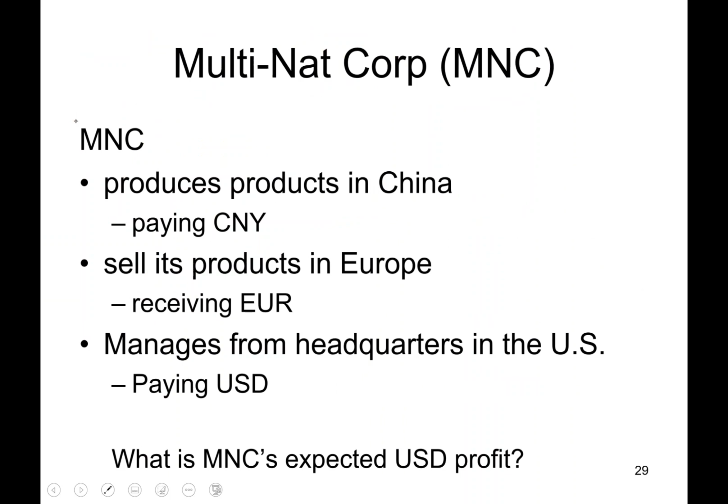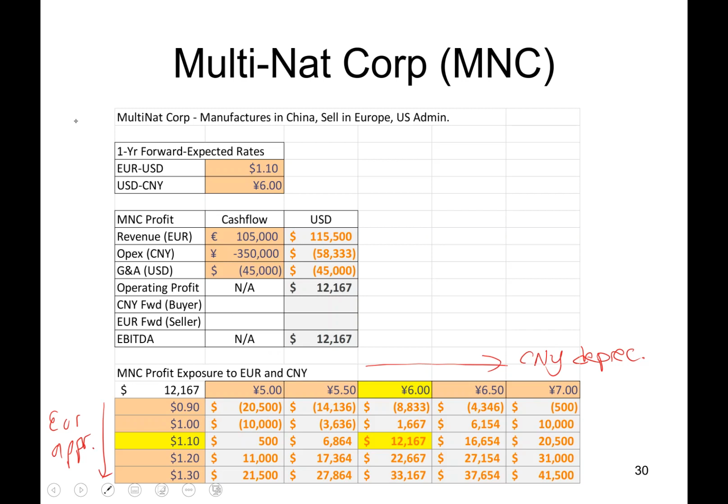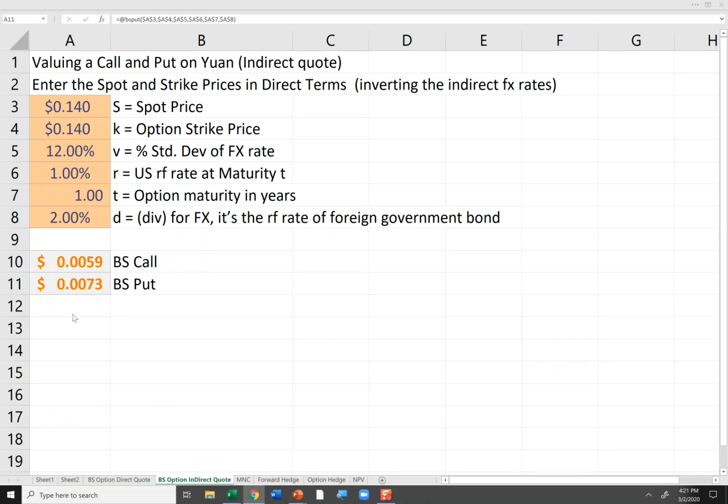Now let's do a little example. I made up an example called Multinet Corp, MNC. Real simple model. They produce products in China, paying CNY, Chinese yuan, sell their products to Europe, earning EUR, that's euro, and they manage from a headquarters in the US, paying some USD. So what's their expected profit? Let's go to the spreadsheet.